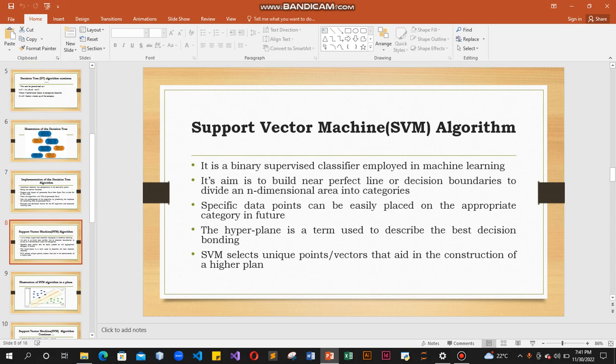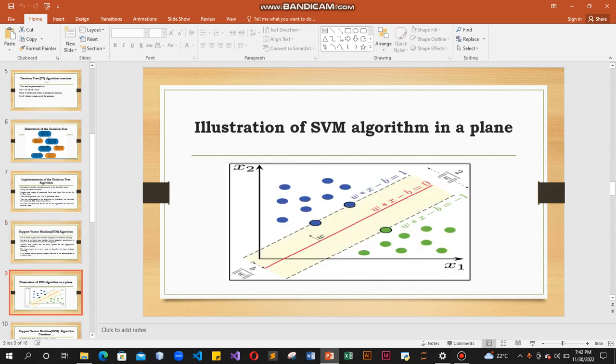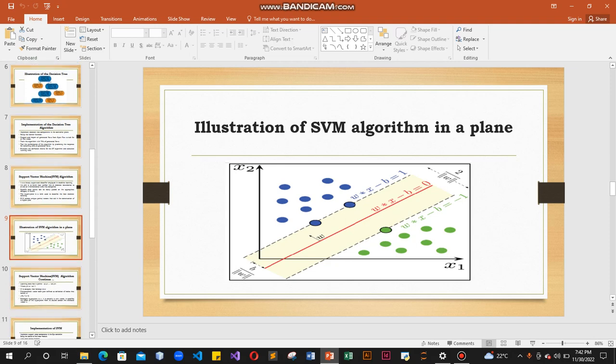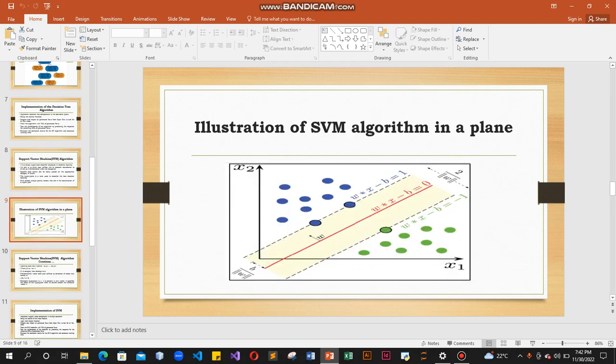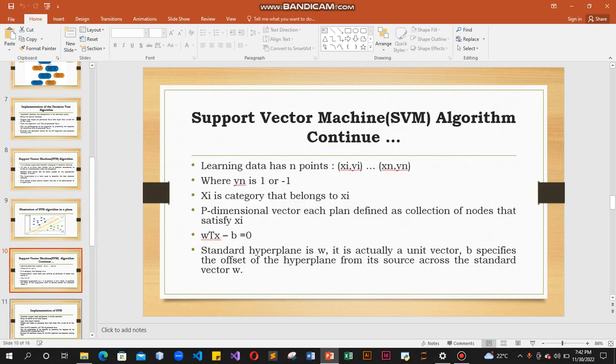We also have the support vector machine. It is a binary supervised classifier employed in machine learning, and it finds a nearly perfect line or decision boundary to divide an n-dimensional area into categories. Here we looked at the SVM in a plane, and this is its illustration. Of course, we have different data points. These ones in blue, and what separates them is this hyperplane, the red mark. And here we went ahead to describe how it works.